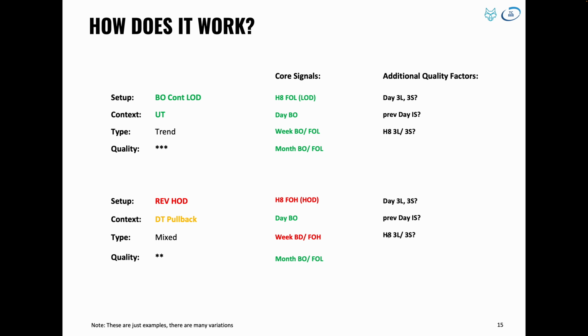And again, 8 hours, 3 long, 3 short, same thing. If you have a 3 long 8H on the day, you get a quality star on top of it, because that's 3 sessions of rise. And of course, your reversal high of the day is even stronger. If you are in an 8-hour short, then you don't want to take a reversal high of the day.